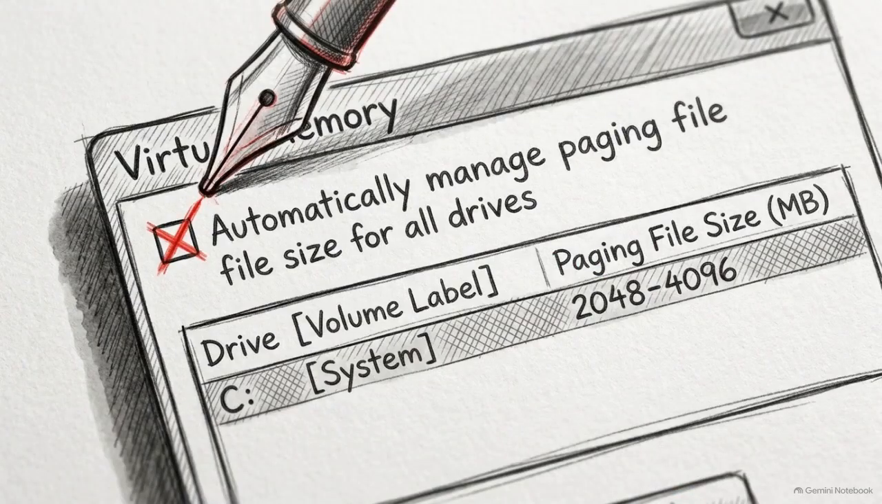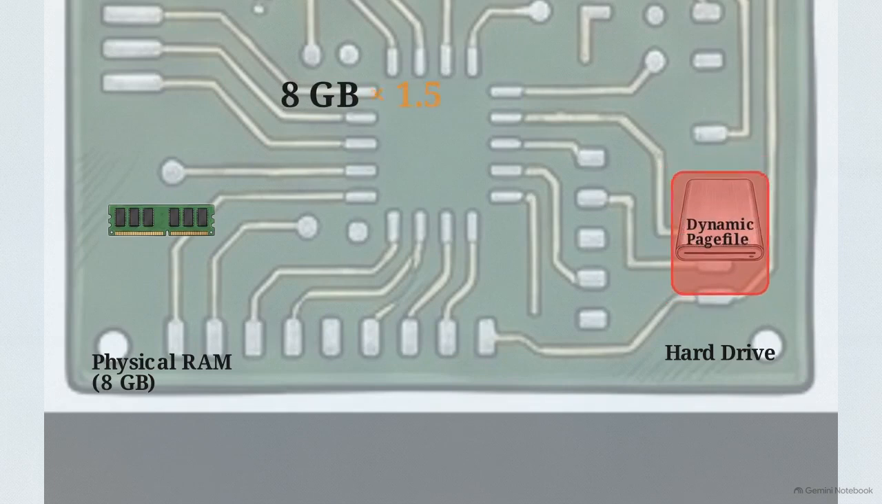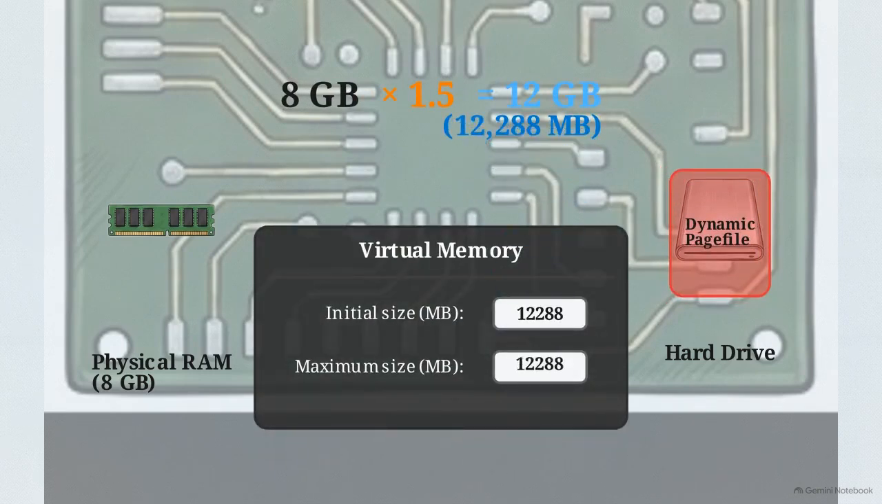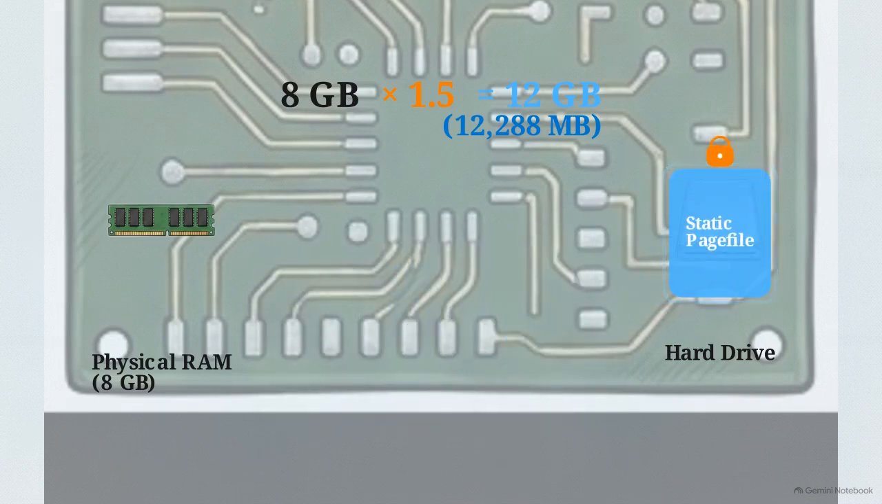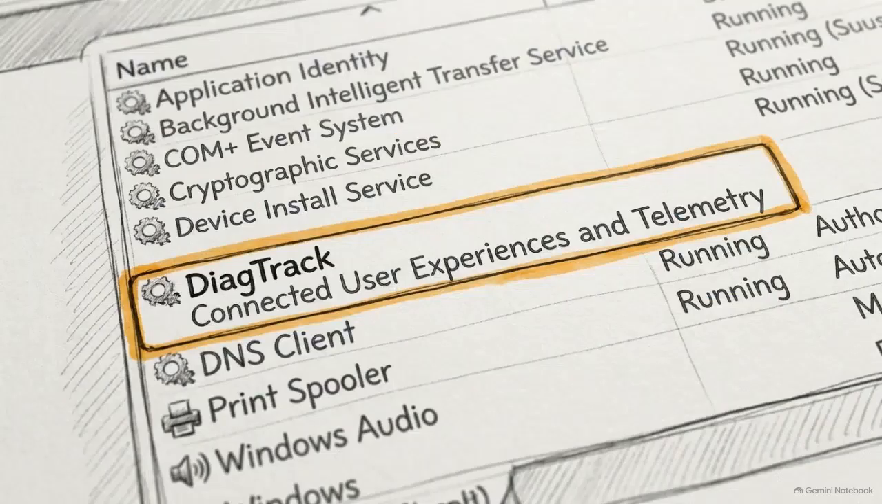Uncheck Automatically Manage Paging File Size. Set a custom size by multiplying your physical RAM by 1.5. Enter this number into both the initial and maximum size fields to create a static, unmoving block that prevents resizing overhead. The final culprit is the Connected User Experiences and Telemetry Service, or DiagTrack.